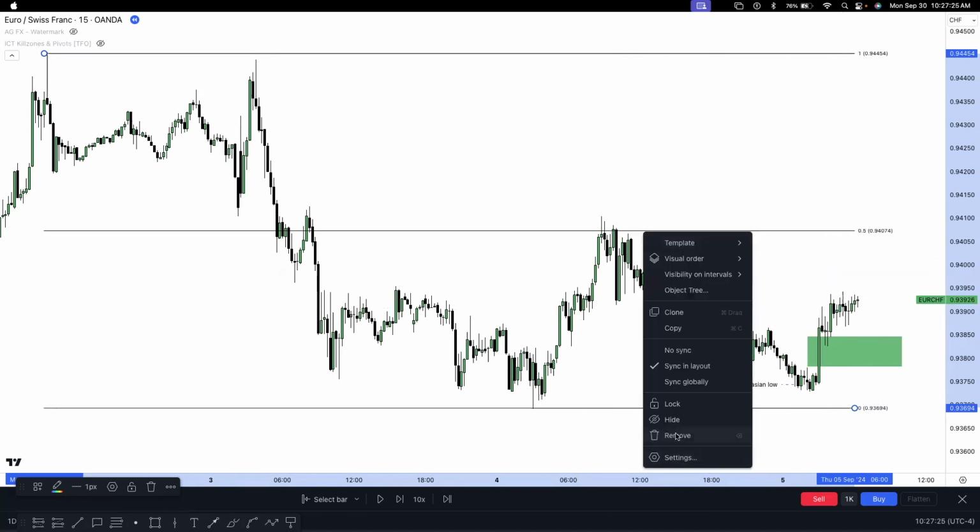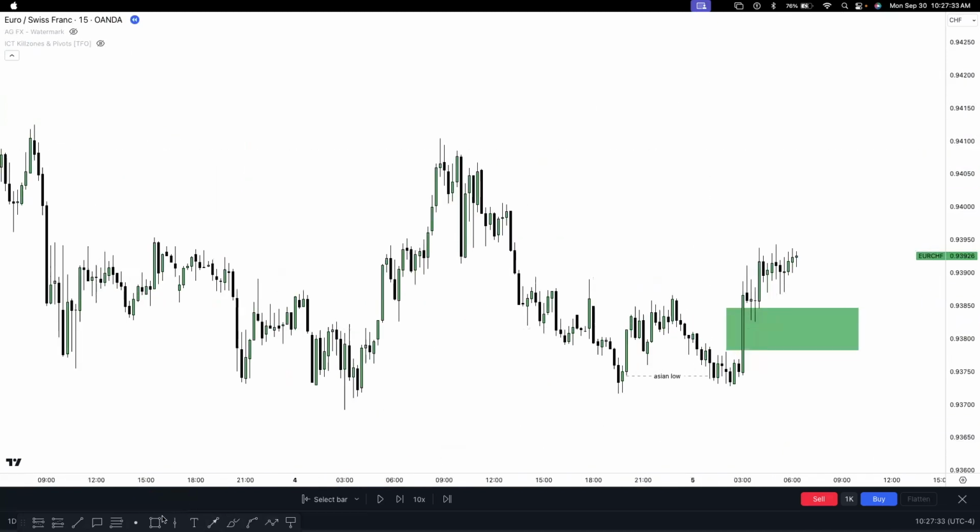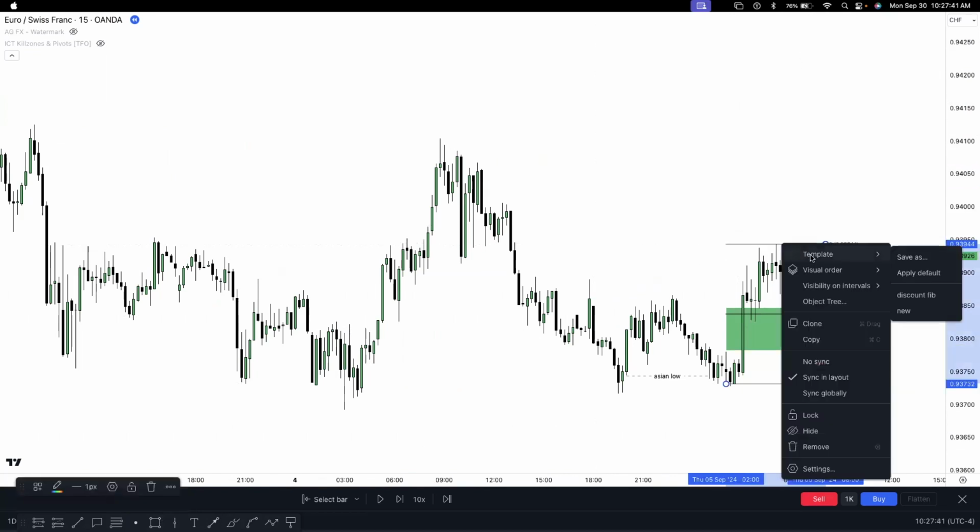Next thing we're going to do now that we have identified Asian low, London displacement, and our discount market, the only thing that we're simply doing now is going to be drawing our fib for New York session OTE retracement. Using the bodies here made at London session, and we're going to be tracking our fib using the OTE fib.